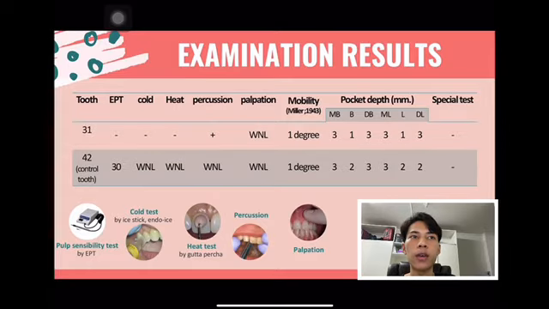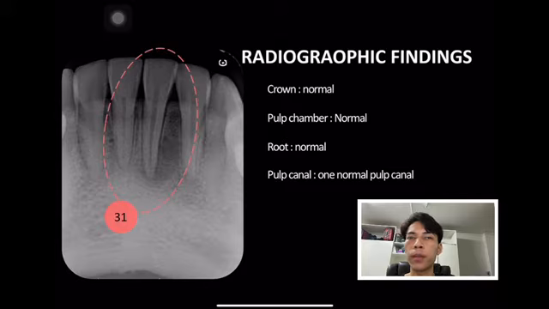Next is examination of tooth 3-1, and the control tooth is tooth 4-2. Tooth 3-1 has negative 2 EPT compared with the control tooth, which is positive 30. Tooth 3-1 is negative to cold and hot test, slightly dull pain on percussion, normal on palpation, and both teeth 3-1 and 4-2 have first degree mobility and normal pocket depth of 1 to 3 mm.